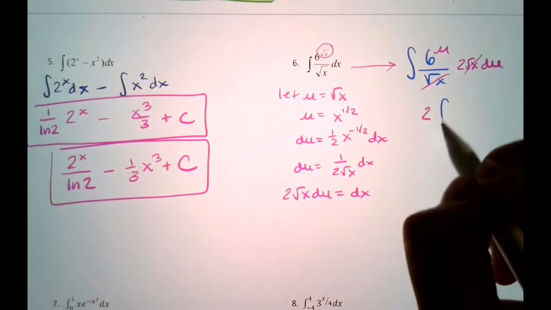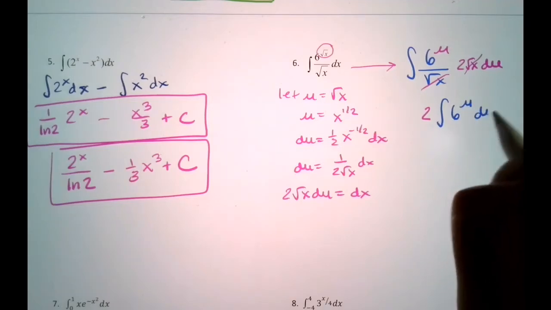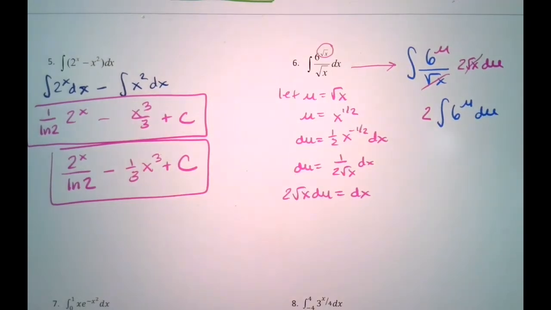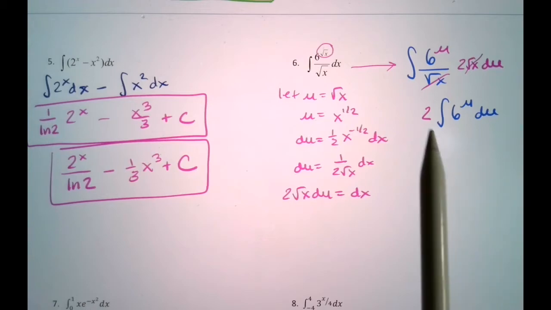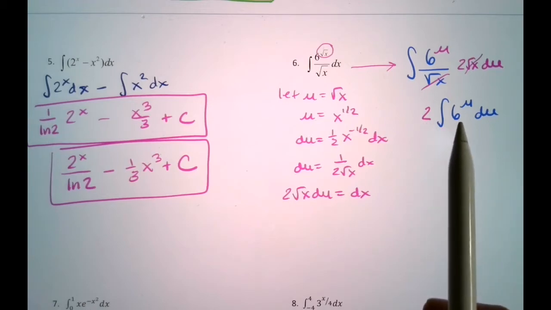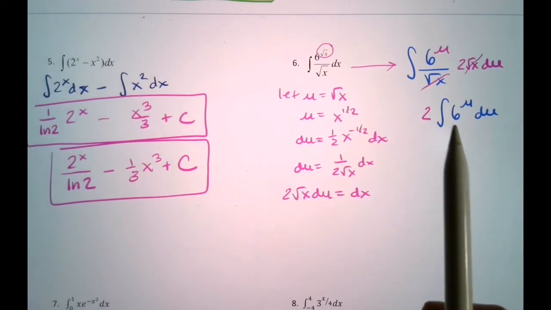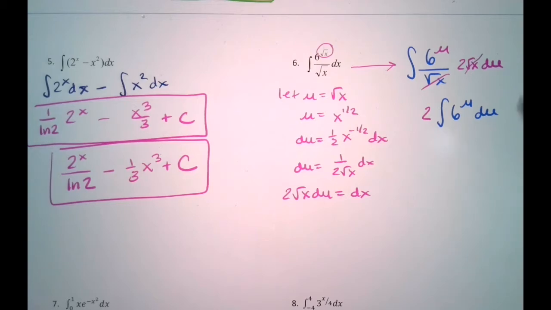And I'm integrating 6 to the u du. What I don't want you to do is anything weird like multiply the 2 and the 6 and say, oh no, my base is 12. That can't happen. Your base is 6. You can't mess with that. Almost like maybe parentheses there. Like, don't invade the base of that exponential.